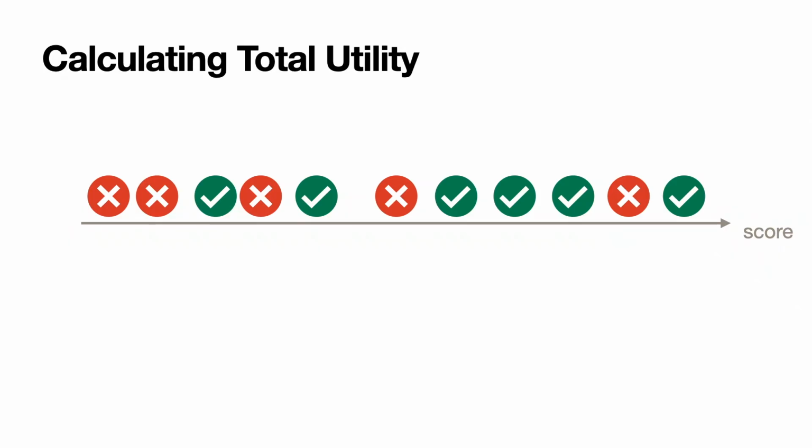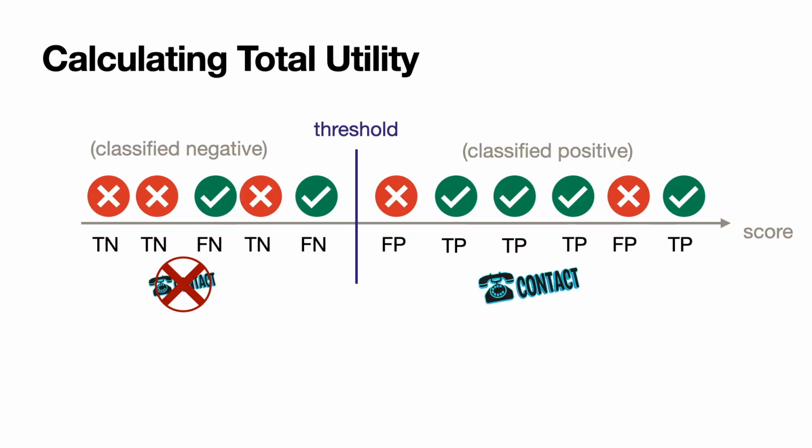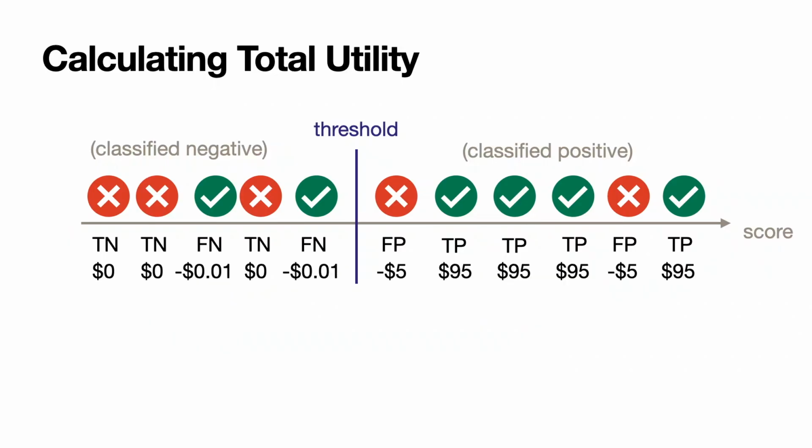Here, we're representing all the prospects in the evaluation set, sorted by model score and whether or not they converted. Any given threshold partitions the prospects into those classified as negatives, or do not calls, and positives, or those to be contacted. Since this is an evaluation set, we know which classifications are true, or correct, and which are false, or incorrect. Now we can assign each outcome a value according to our utilities.